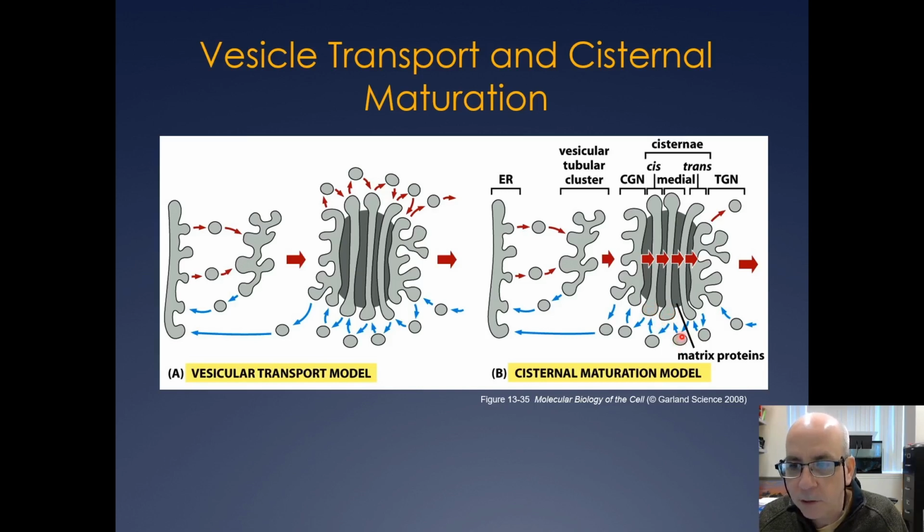And same thing with the trans. As the medial matures to become the trans, it does so because everything that's needed in the medial Golgi is being retrieved from the trans Golgi, okay? Until you finally get to the end at the trans-Golgi network, where vesicles bud off and go forward. So I really like this cisternal maturation model. But this one also has a lot of evidence for it. It's not really clear which is really happening.